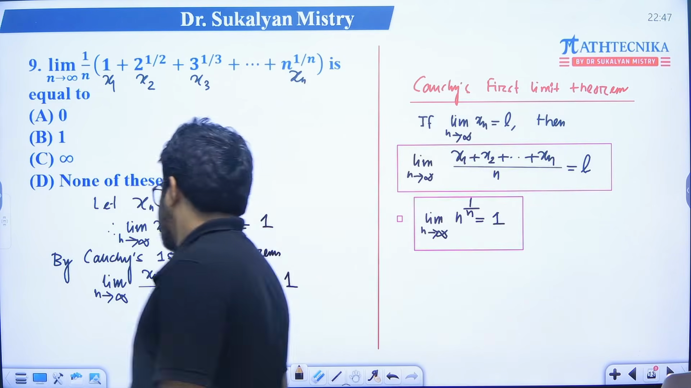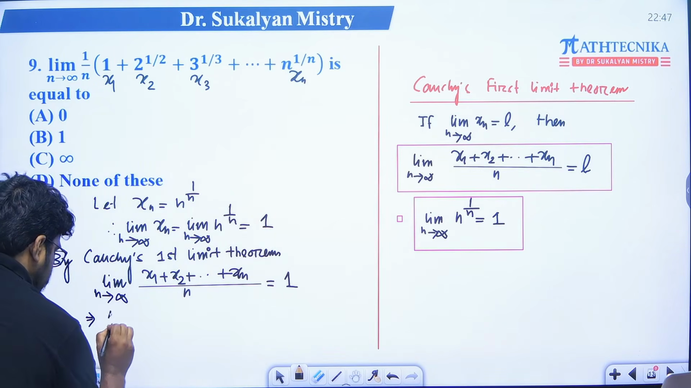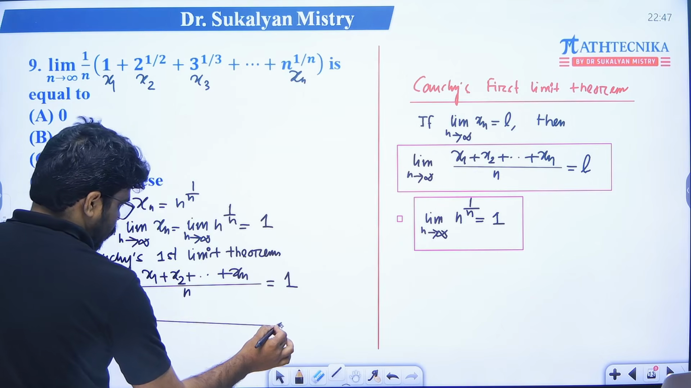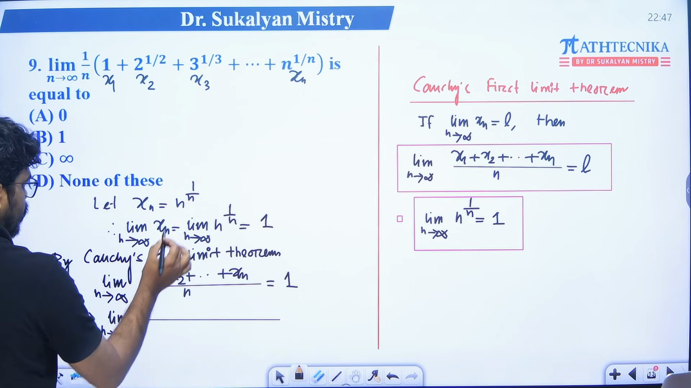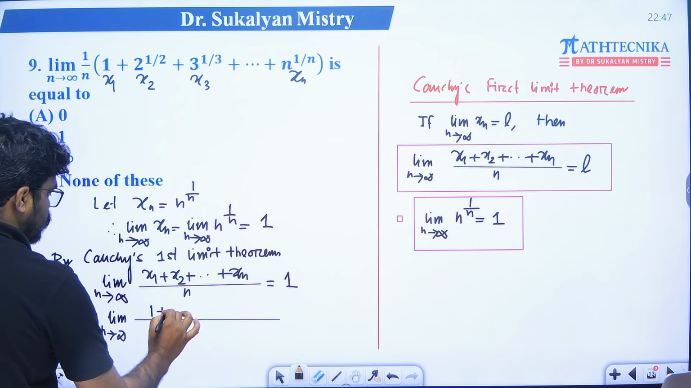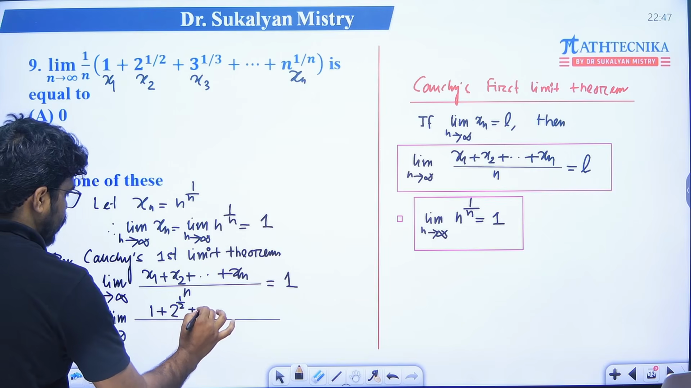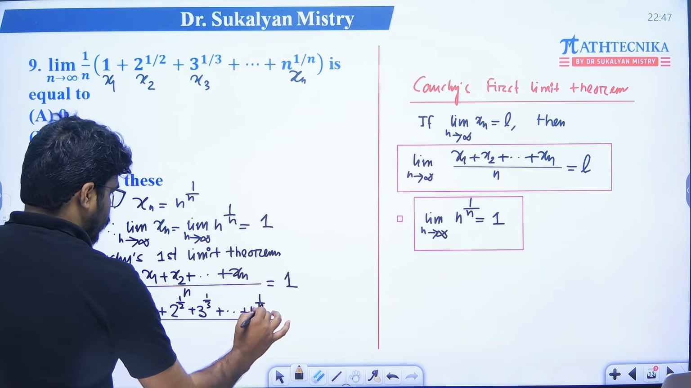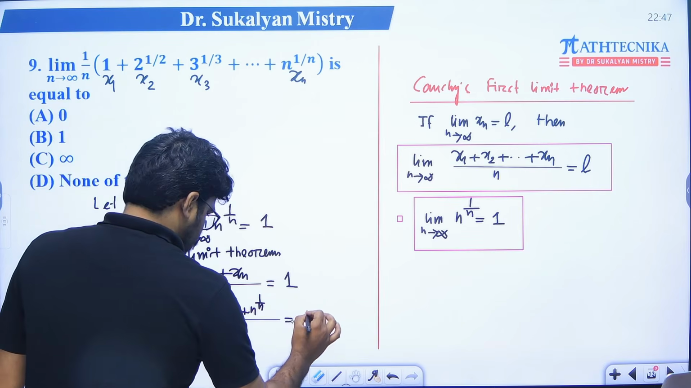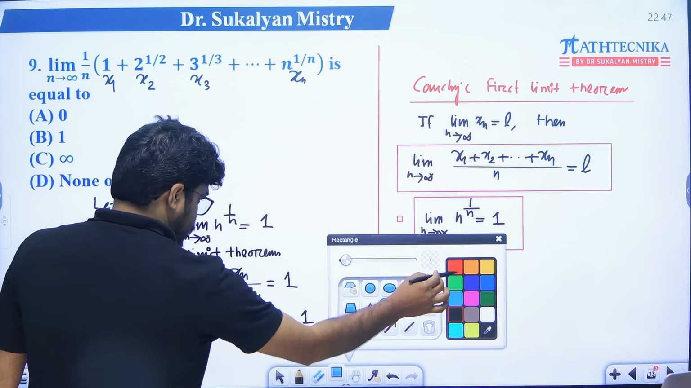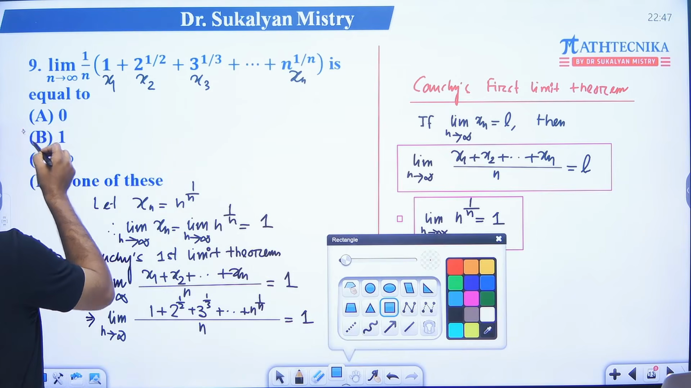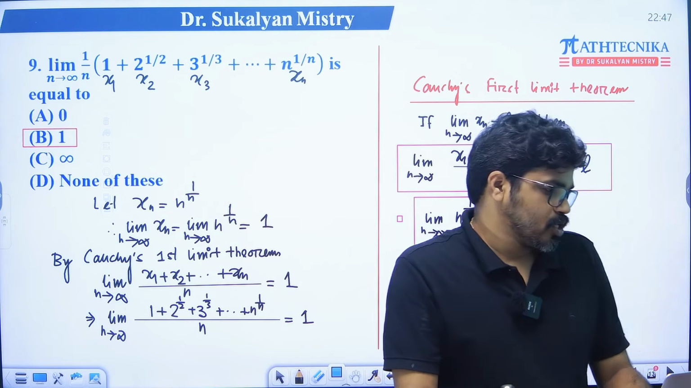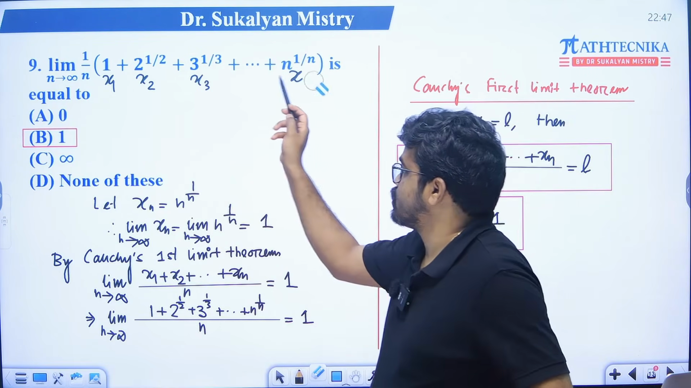Okay, so this implies limit n tending to infinity x1 plus x2 plus dot dot xn. What is x1? N is equal to 1, put it, that is 1. x2, that is 2 to the power 1 by 2. x3, that is 3 to the power 1 by 3. Plus dot dot, what is xn? N to the power 1 divided by n. So this is equal to 1. So this is the proper explanation. So option B is the correct answer. Is it clear? Okay, so the value of the limit is this.